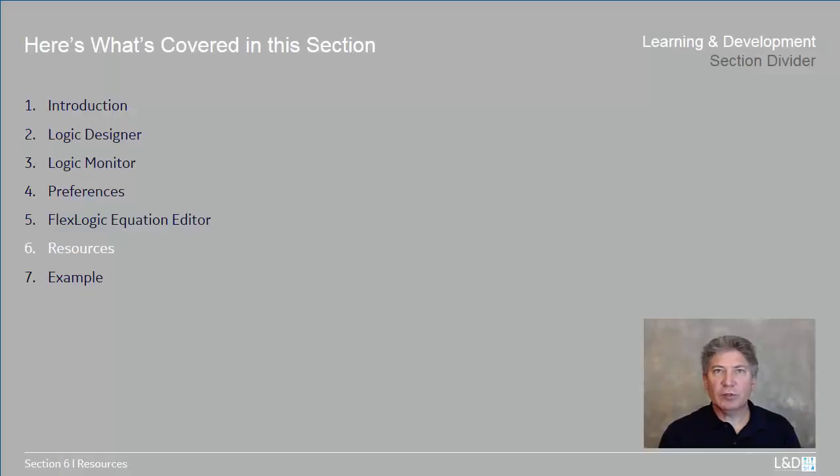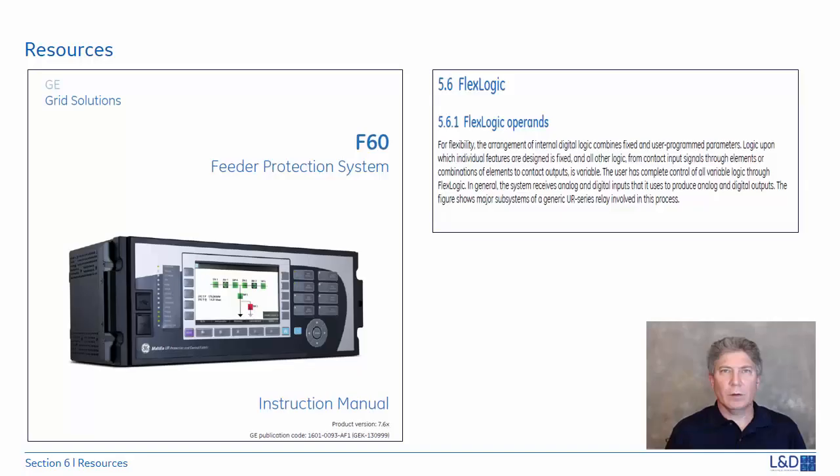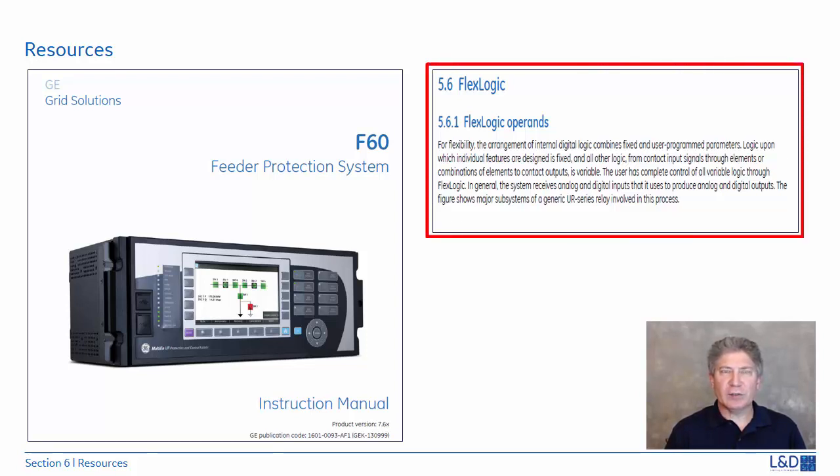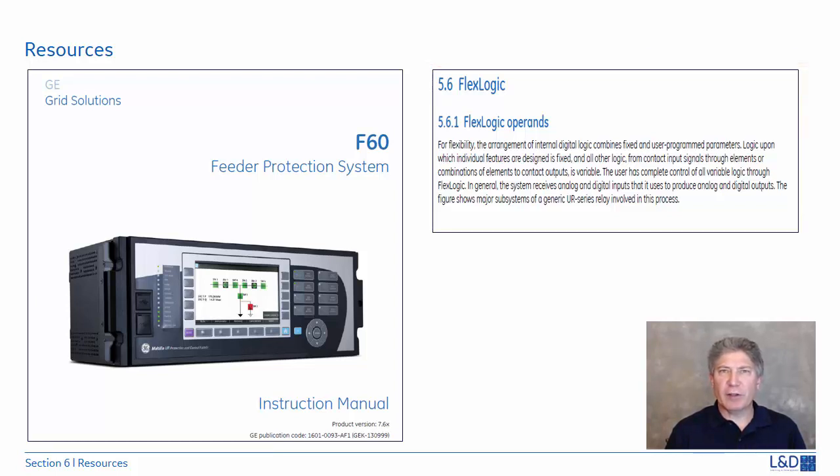In this section, we'll discuss resources where you can find more information about FlexLogic. Information about FlexLogic can be found in any of the UR family of manuals. In section 5.6 of the manual, there's a section dedicated to FlexLogic. It describes the operand and operator types that are available in the UR. FlexLogic rules are outlined in detail, as well as how the FlexLogic equations are evaluated. There are detailed FlexLogic examples that provide explanation on the configuration of FlexLogic circuits.